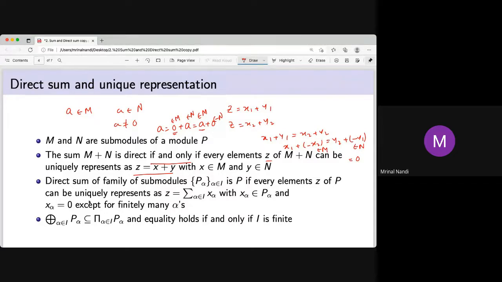And this representation must be unique. Similarly, you can prove this because it is finite. If it is infinite, there is a problem. Since it is finite, one expression may have 10 elements, another expression 20 elements. They may not be from the same submodules, but there are finitely many, and because all the intersections are 0, P alpha intersection P beta is 0, only the zero element, you can easily show it.